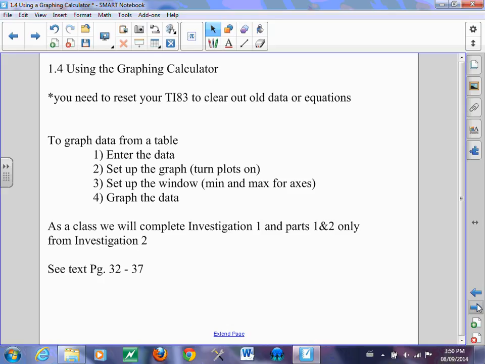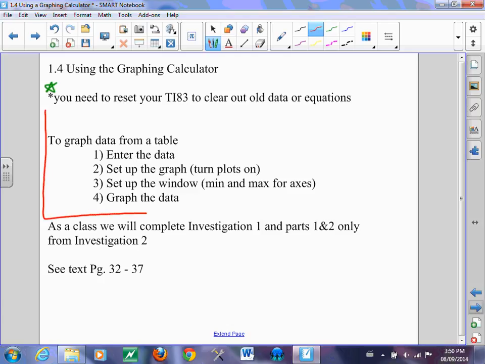Just make sure that you reset the calculator, and I'll go over that. I have a sheet on my sideboard of how to reset the calculators. Okay, and what we're going to do is to get you to write this out first, and then we'll do an investigation together. So put this kind of like in a box.